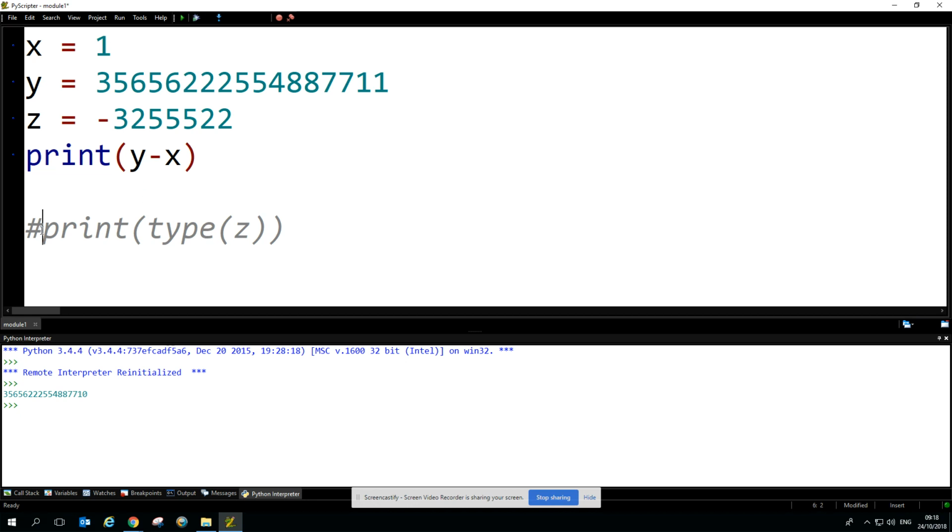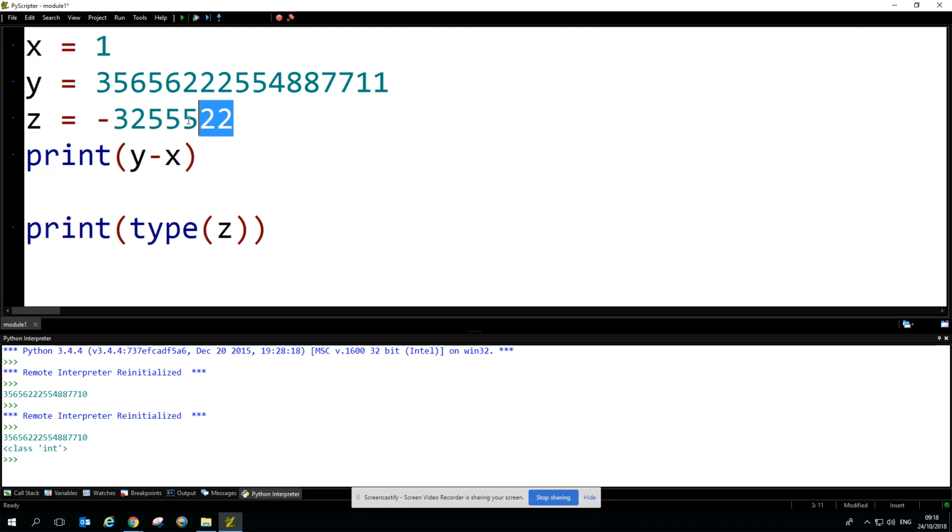Okay, to test out what type of data something is, you can do this. You can write print and then you use another function called type, and whatever you put in the brackets, it will tell you what type of data that is. So you can see here it's saying Z, which is this minus number here, just to prove that minus numbers can be integers as well. It just says what class it is. It's an integer. Okay, int is integer.